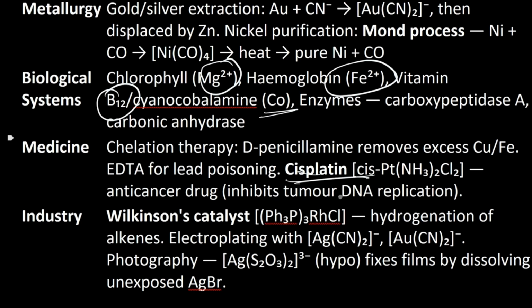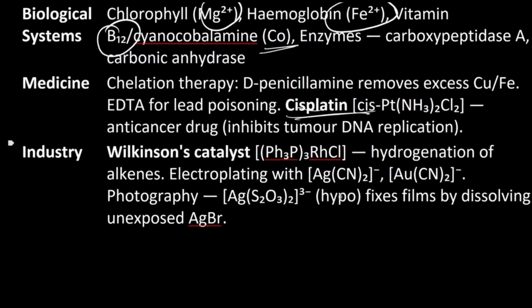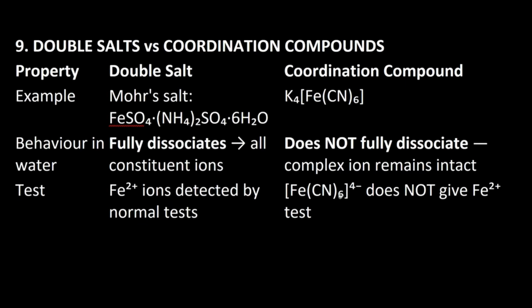And in industry, Wilkinson catalyst. If you studied the polymers chapter for Advanced, you must be knowing this Wilkinson catalyst. It is used for hydrogenation of alkenes, and electroplating with silver cyanide and gold cyanide. So those are the applications of coordination complexes.